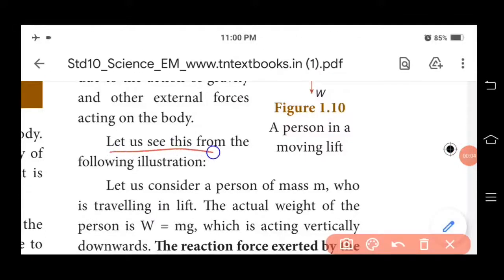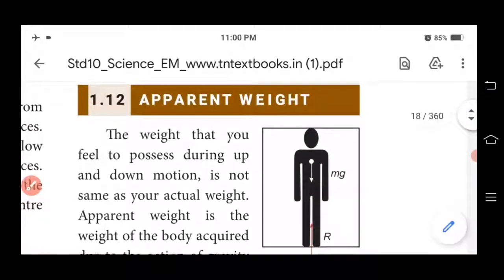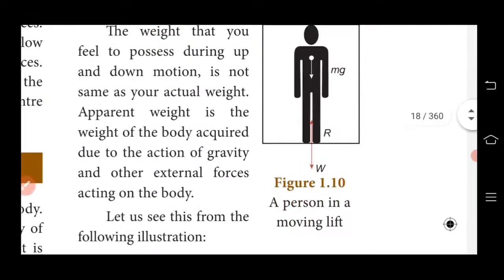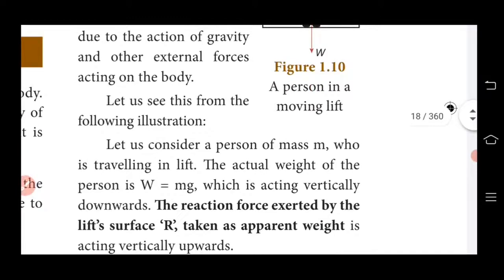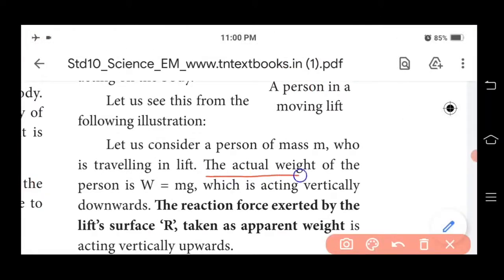Let us see this from the following illustration. Let us consider a person of mass m traveling in a lift. See in this picture, a person standing inside the lift, moving in the lift. The actual weight of the person is W equal to m into g, actual weight, which is acting vertically downward.